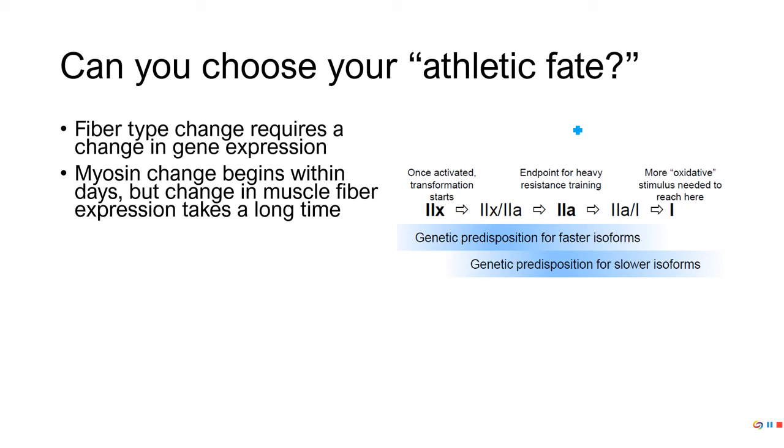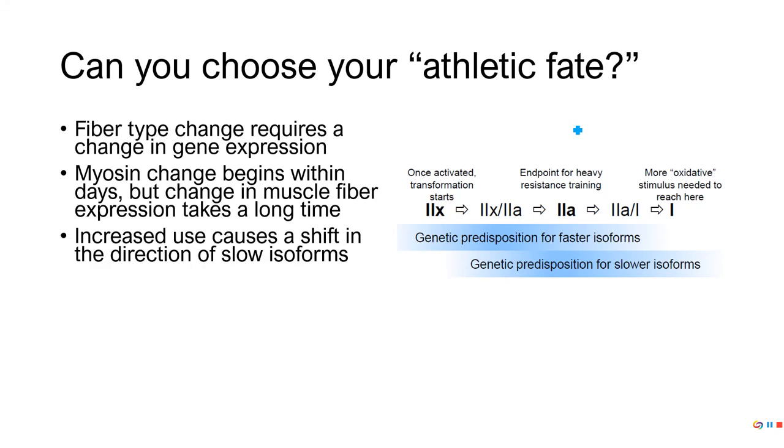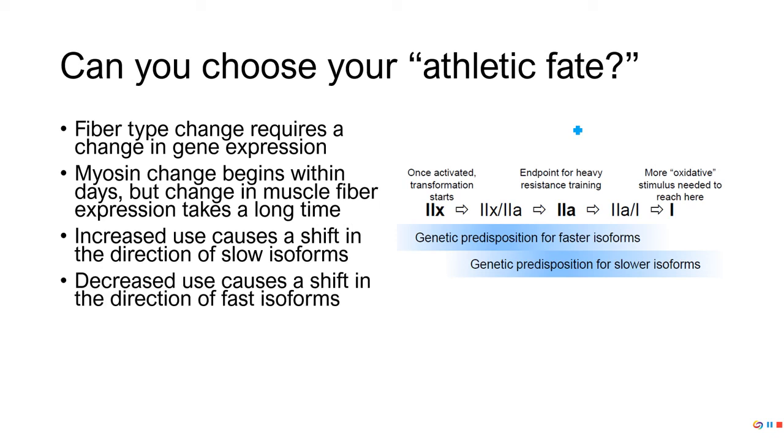Okay, now depending on what muscle you use, you can shift towards that, right? So if you're endurance training, you're going to shift towards those slow isoforms. If you don't use it as much, you might have some fast isoforms, but it's not like Kipchoge is going to go from being a world-class marathoner to a gold medalist at any sort of weightlifting competition. It's just not going to happen.